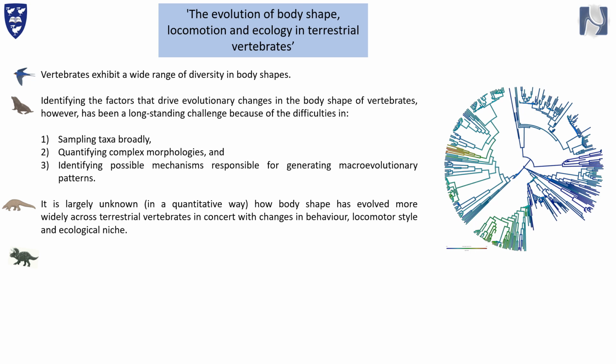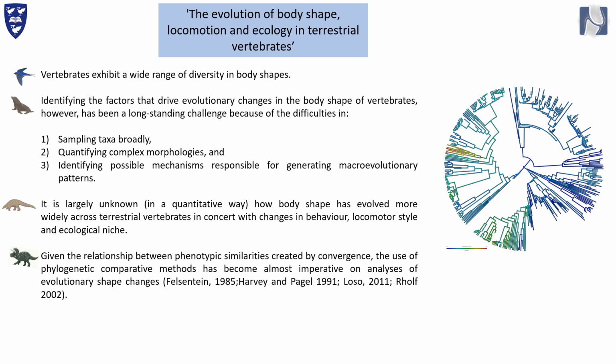Most previous studies on body shape in vertebrates have focused on research into squamates or semi-aquatic vertebrates, but it is largely unknown how body shape has evolved more widely across terrestrial vertebrates in concert with changes in behaviour, locomotor style and ecological niche. Now, given the relationship between phenotypic similarities created by convergence, the use of phylogenetic comparative methods has therefore become almost imperative in the analysis of evolutionary shape changes.